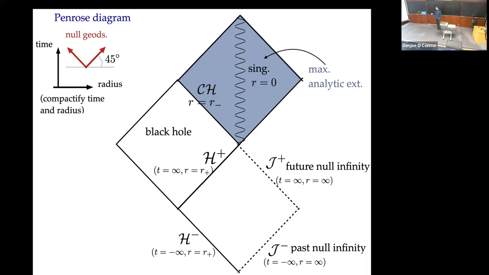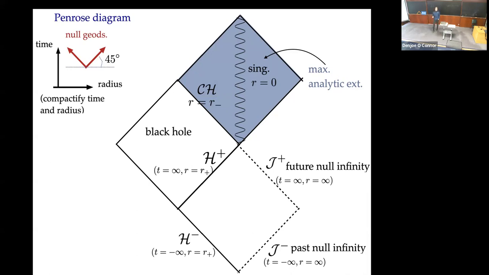This diamond here is the outside of the black hole. This is I plus, future null infinity, late times far away, radial infinity. This is I minus, early times. H minus is the past horizon, H plus at r equals r plus is the future event horizon. The diamond here is the inside of the black hole. This diagonal here is the event horizon. This other diagonal here is the Cauchy horizon at r equals r minus. Beyond this, there's a tricky region. There's going to be one part of the talk dedicated to that.